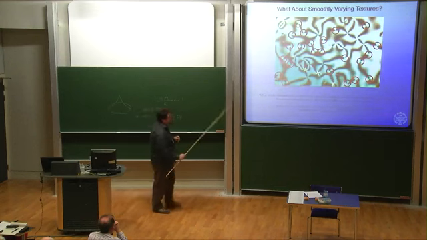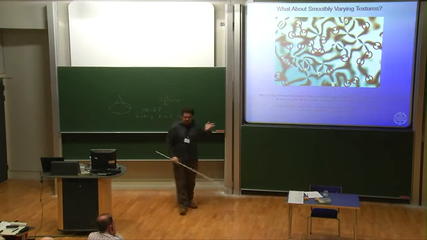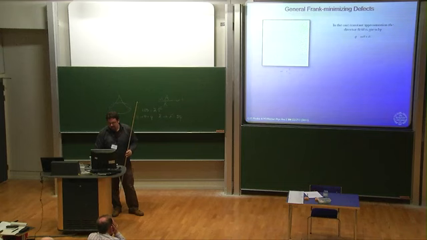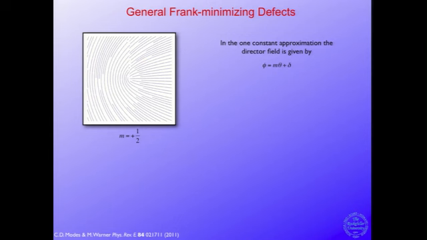So you all know what a smoothly varying texture looks like. Let's skip that. I already gave you the simple equation for the director field of a defect in the one constant approximation. So things to point out about this: R does not appear here. This is scale-free, right? This is completely scale-free. You can zoom in or zoom out. It looks exactly the same.